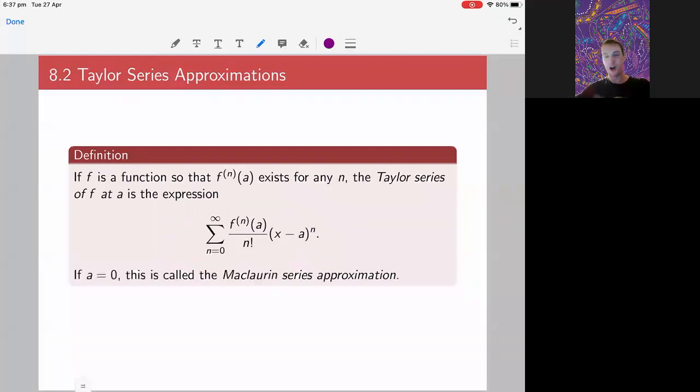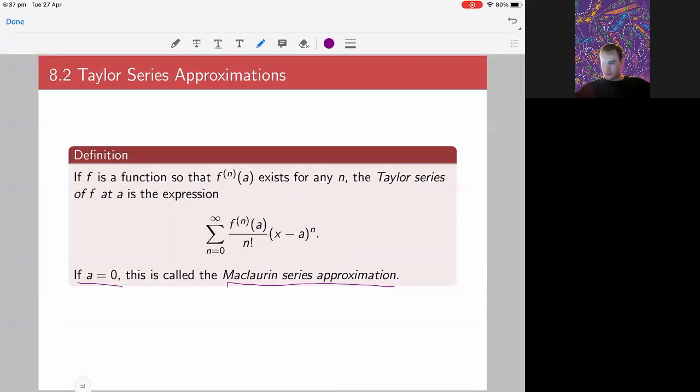We had a question earlier, and the answer is here. If a equals 0, this is still called a Taylor series, but you could also use the term Maclaurin series. So Maclaurin series means just a Taylor series, except a equals 0. It saves using a couple of words if you just say Maclaurin series instead of saying Taylor series of f evaluated at a.